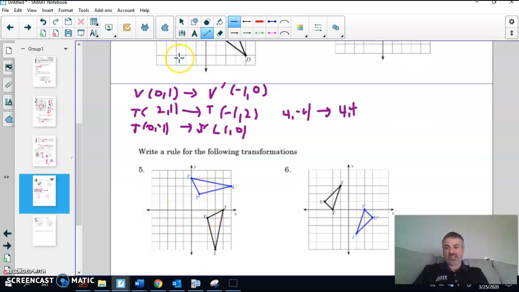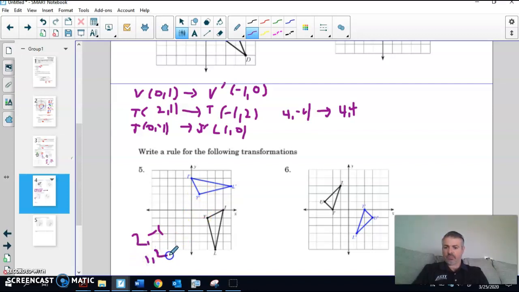Again, you could do this using a test point. So these are the primes here. So this is the image, this is the pre-image. Then I notice V is at what? 2, negative 1. And then if I find V prime, which looks to be about here, it ends up at 1, positive 2. So again, these were switched and the Y changed opposite. This is 90 degrees counterclockwise.